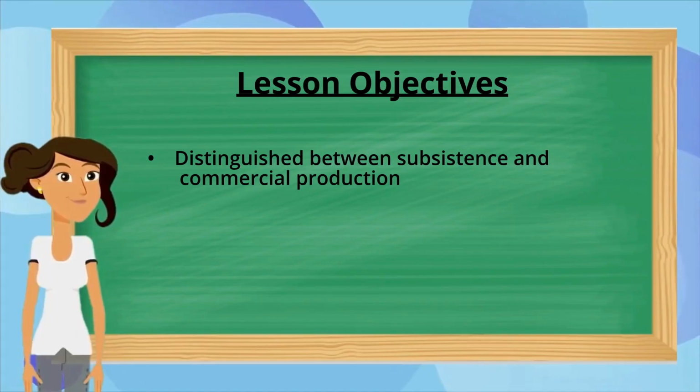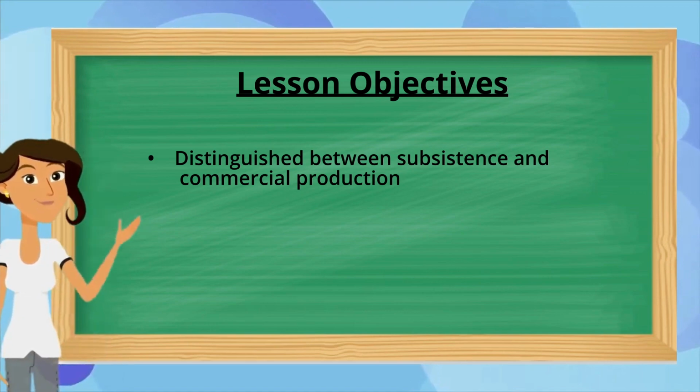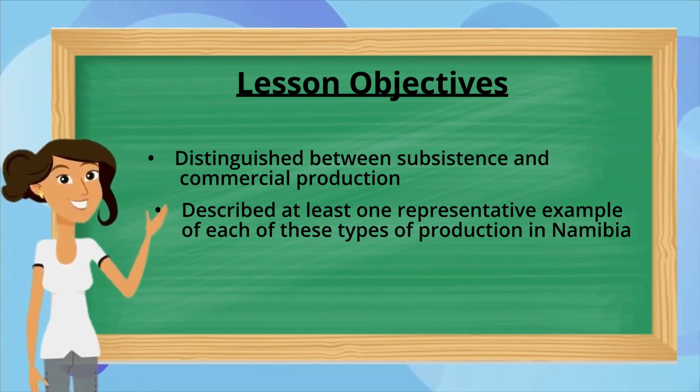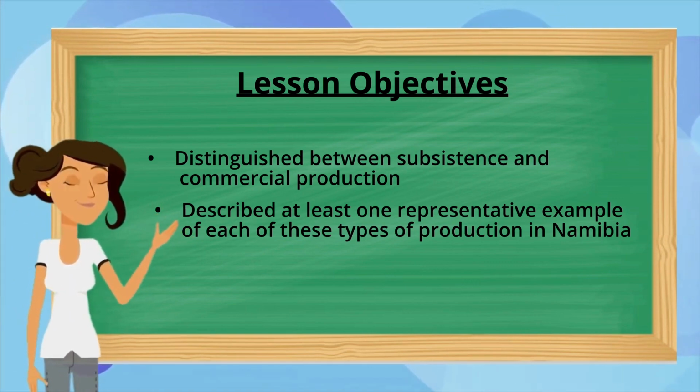We've come to the end of our lesson. Let's recap on what we have learned. We have distinguished between subsistence farming and commercial farming. We have described at least one representative example of each of these types of production in Namibia.